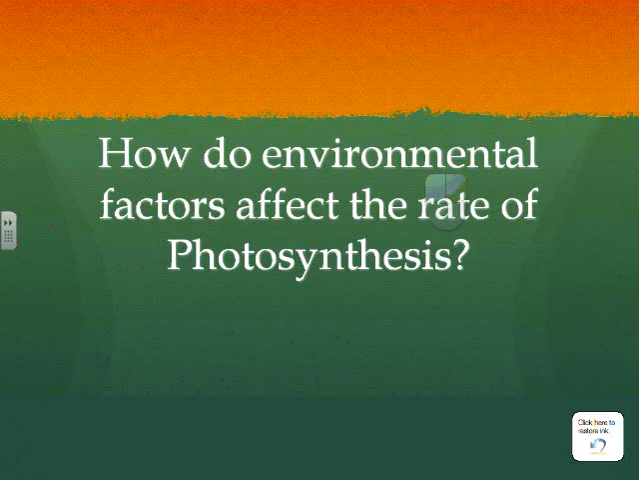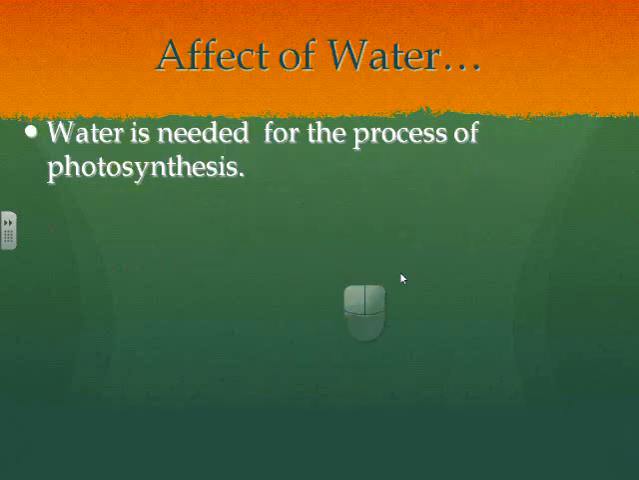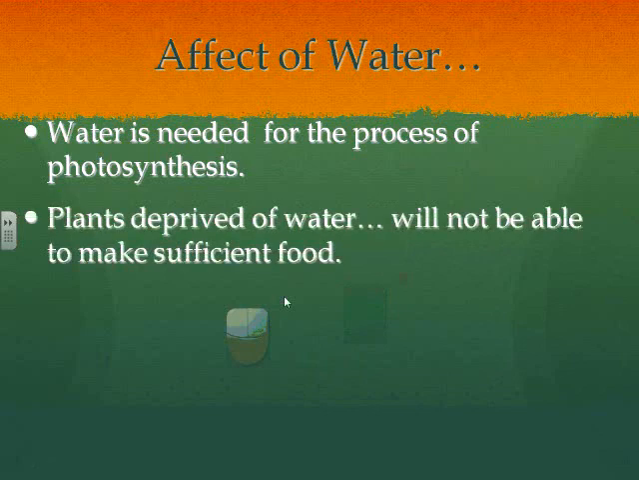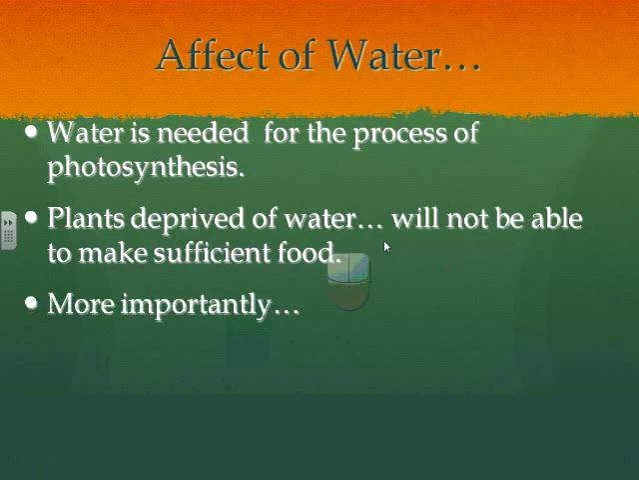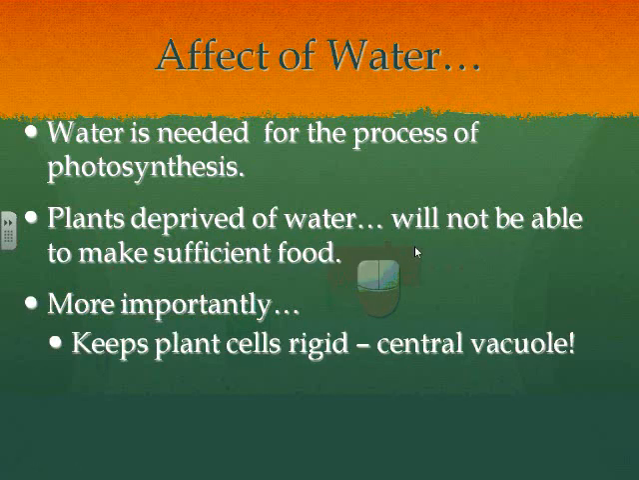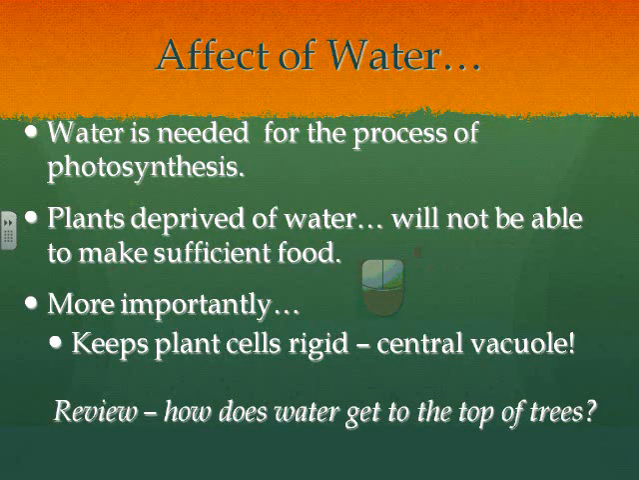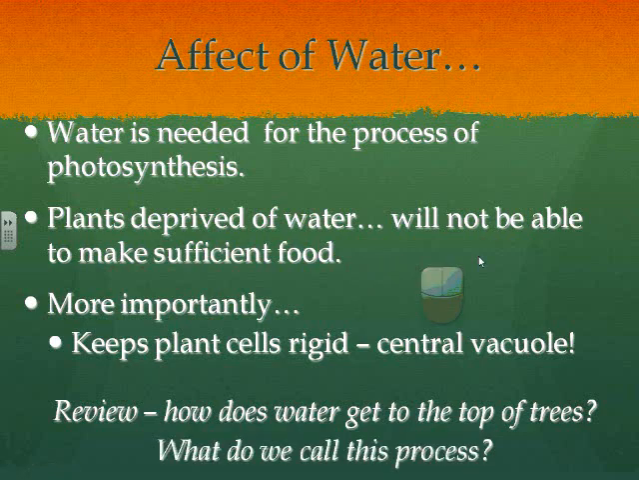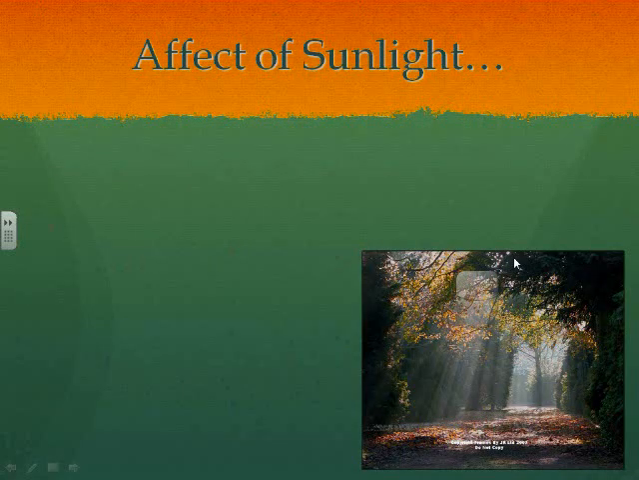So, another thing to consider, environmental factors. We should know water is necessary. It's one of our reactants, right? Plants need water. If they don't have water, they can't do photosynthesis. They can't make their food. We also talked about earlier what happens when water enters a plant cell. We know that it fills up that central vacuole, pushes out on the cell wall. That cell becomes very plump, very rigid, and you wind up with a nice, strong plant that stands upright. We know that the water is going to climb by using adhesion. That adhesion is going to cause capillary action.